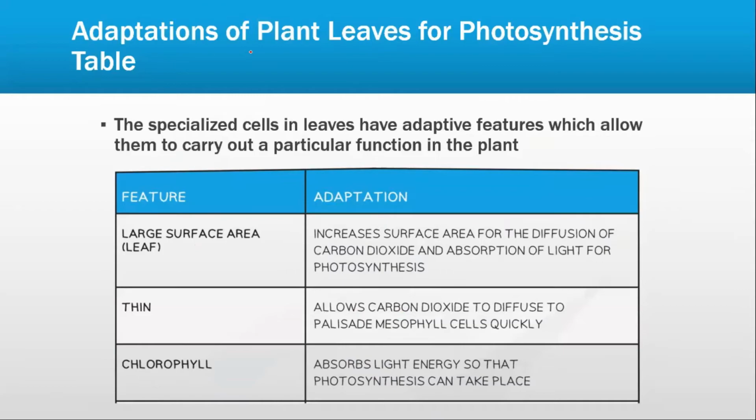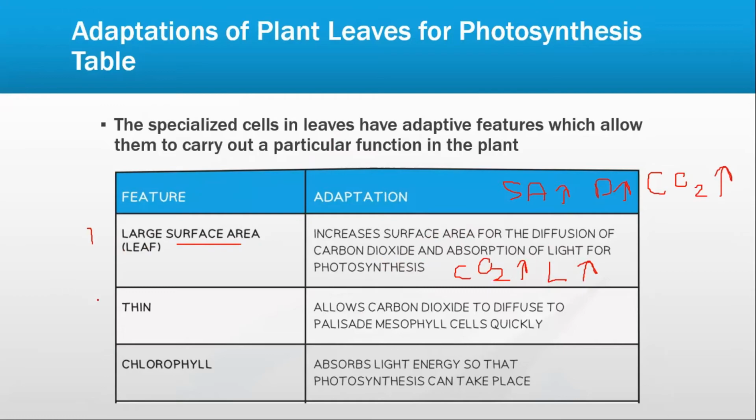Other than that, there were some adaptations of plant leaves for photosynthesis as well. The specialized cells in leaves have adopted features which allow them to carry out a particular function in the plant. For example, large surface area. I already told you, the more the surface area, the more the diffusion, the more carbon dioxide will be absorbed. It increases surface area for the diffusion of carbon dioxide and absorption of light for photosynthesis. Higher absorption of carbon dioxide and more absorption of light. So plants have this property of large surface area.